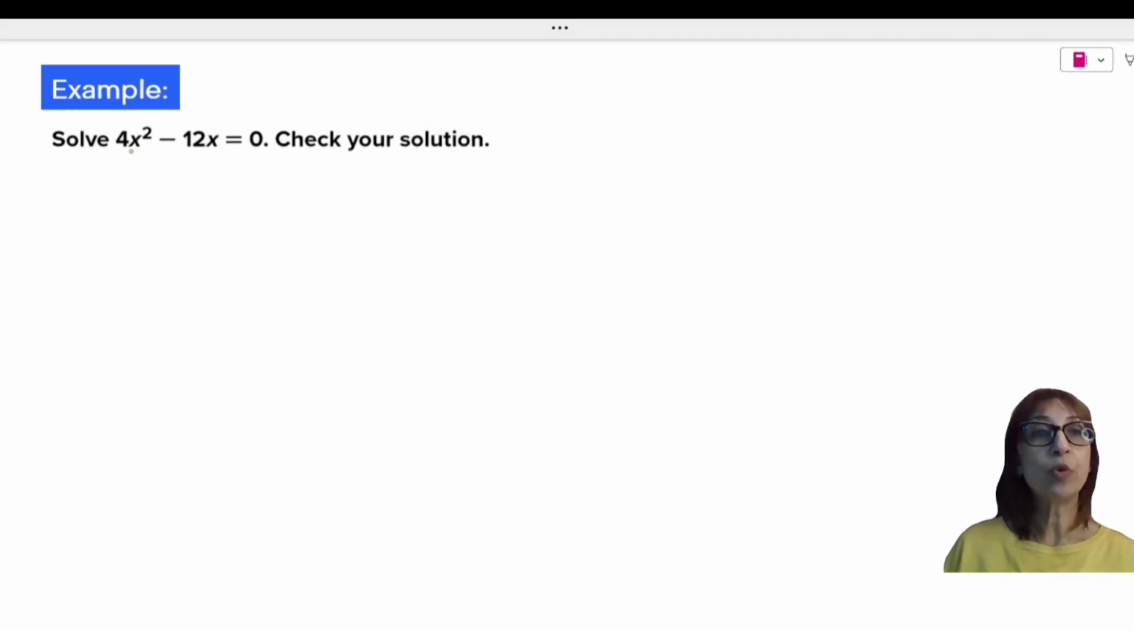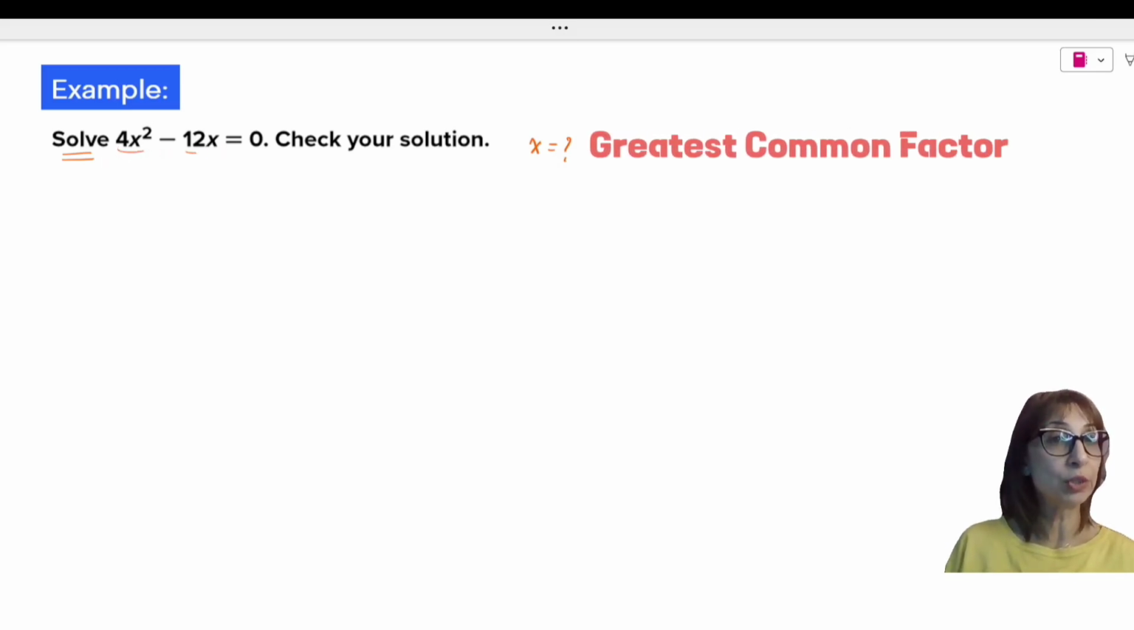Another example: I have 4x^2 - 12x = 0, and I want to solve. Again, we need to find the value of x, or the values of x, and then we need to check our solution. To solve this type of question, remember when we learned how to factorize the polynomial. Can we take any common factor between this term and this term? Yes, we can. Between 4 and 12, the greatest common factor is 4, and between x squared and x, the common factor is x. Now I open a bracket and write what remained after I took 4x out of 4x squared. I have only x left, and 12x divided by 4x is 3, and this is equal to 0.